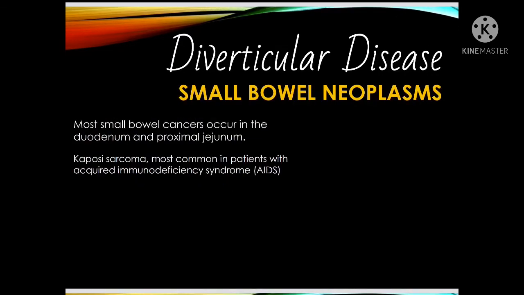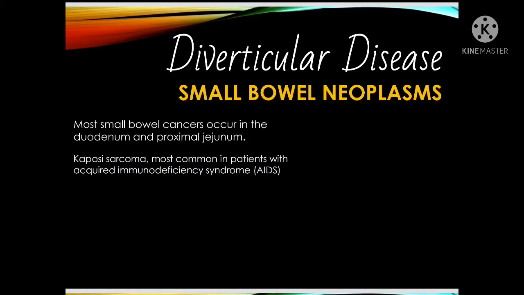Third, for our GI neoplastic diseases is the small bowel neoplasms. Most small bowel cancers occur in the duodenum and proximal jejunum. One predisposing factor for small bowel neoplasms seems to be the degree of polyposis in other areas of the GI tract, a condition frequently determined by heredity. Another predisposing factor is Kaposi sarcoma, most common in patients with AIDS.